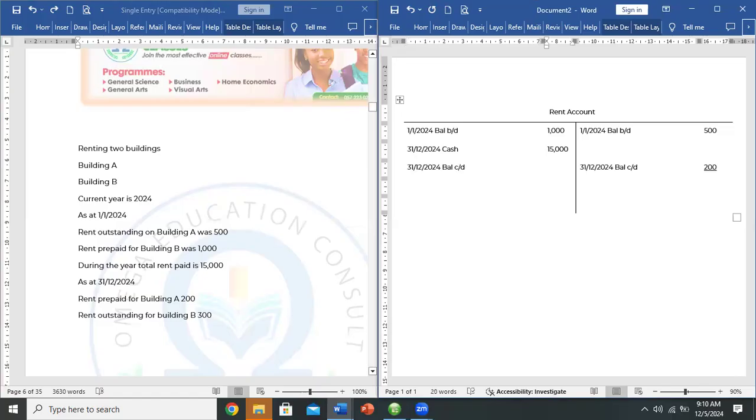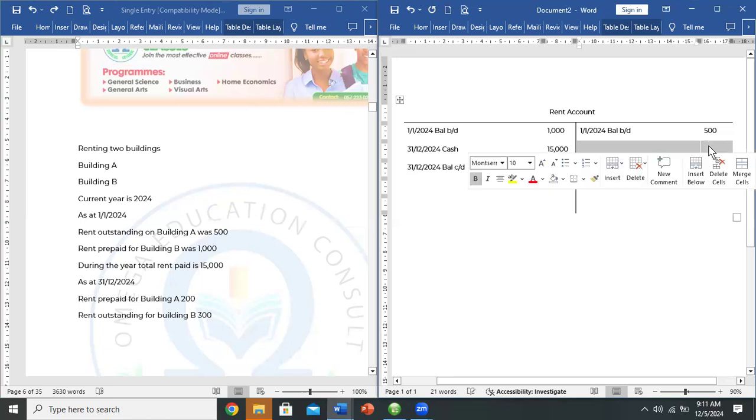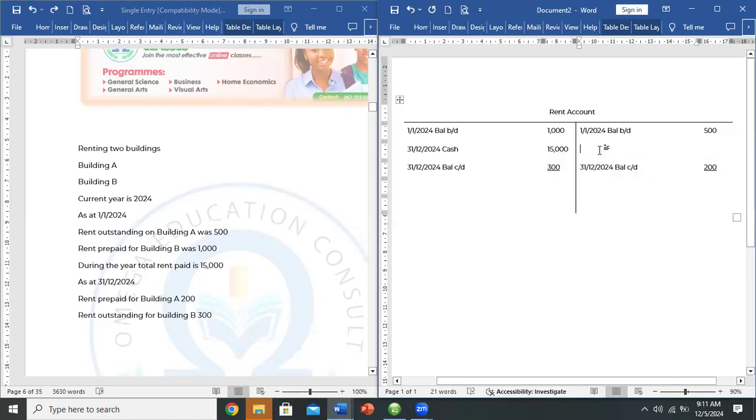That is 300. Now, if you observe, you see that I've left a space here. It's a deliberate space because that space, after balancing our account, will tell us how much rent expense we are to charge to our profit and loss account. So as at 31st December 2024, whatever we get there represents what we are taking to profit and loss account.